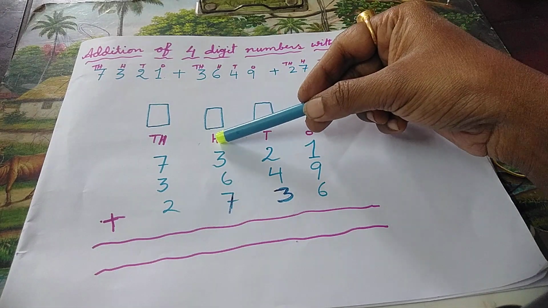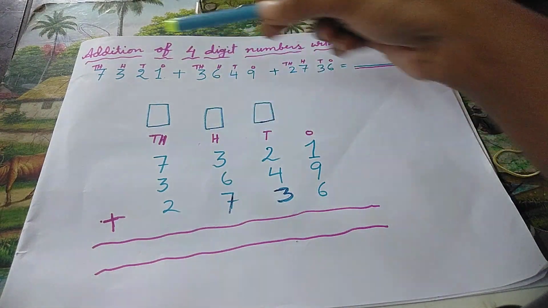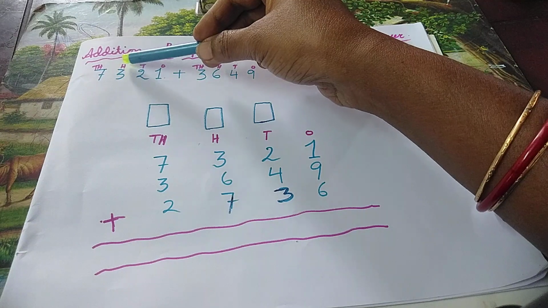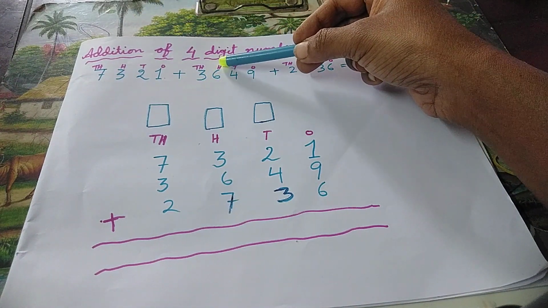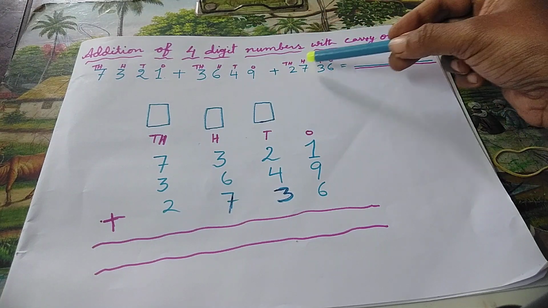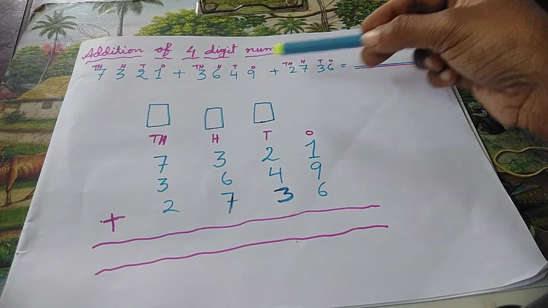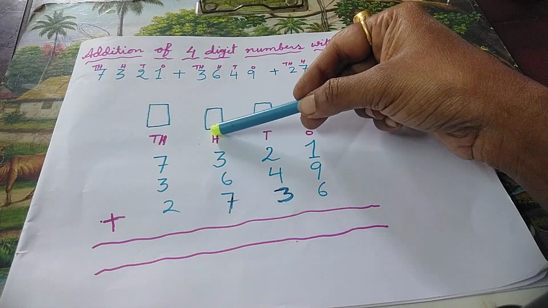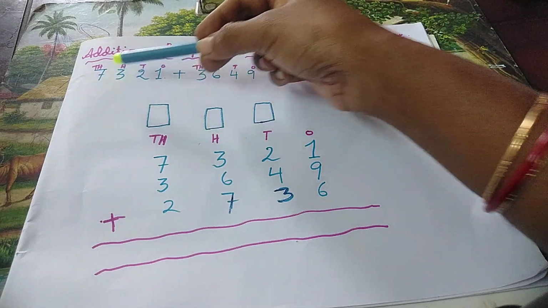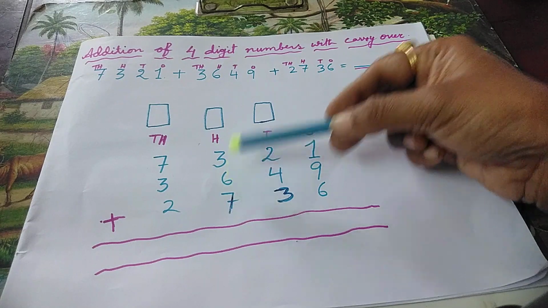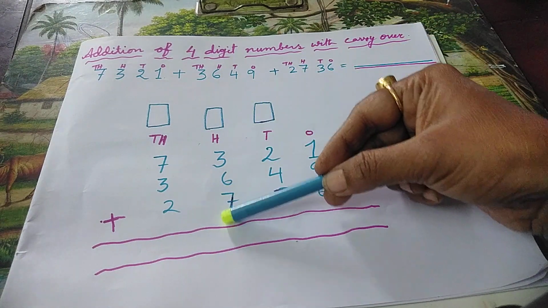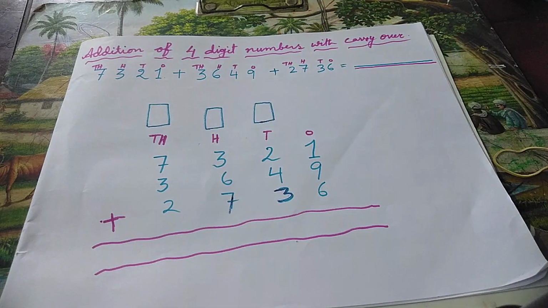Now the third place belongs to hundreds. In this number, 3 belongs to hundreds place. In this number, 6 belongs to hundreds place. In this number, 7 belongs to hundreds place. So in hundreds column, first write 3, then write 6, then write 7. Maintain this column, children. Okay.